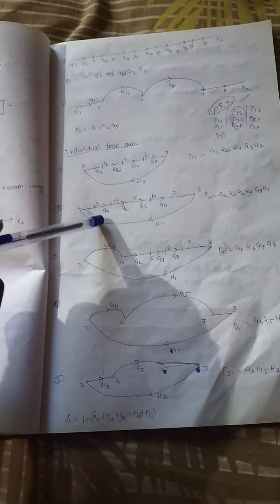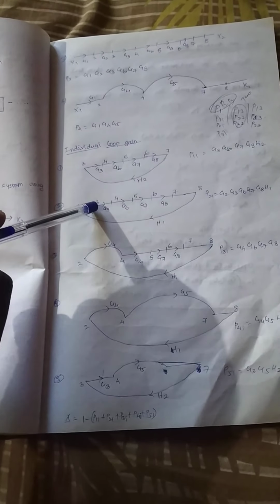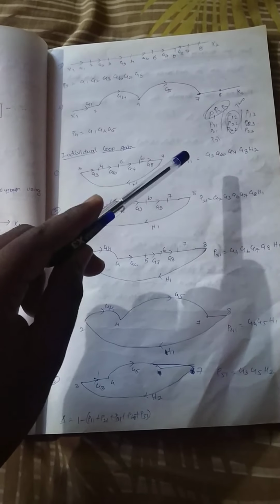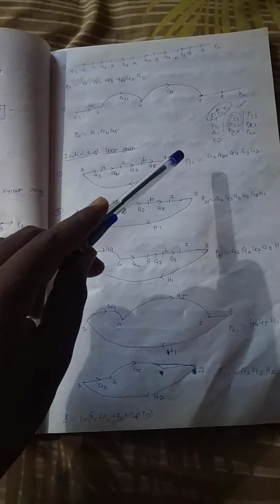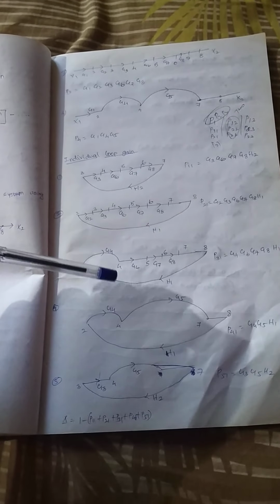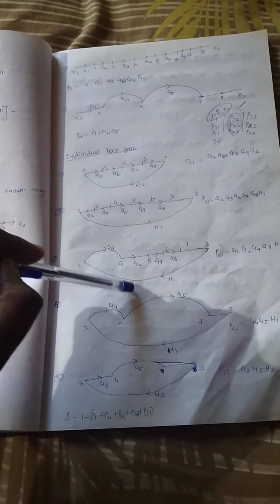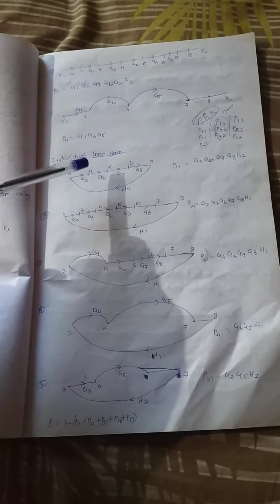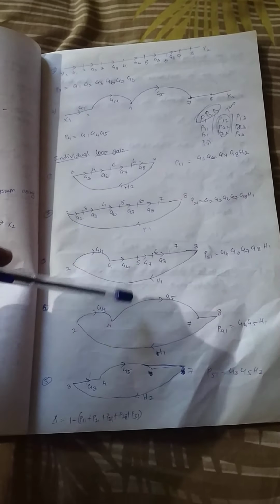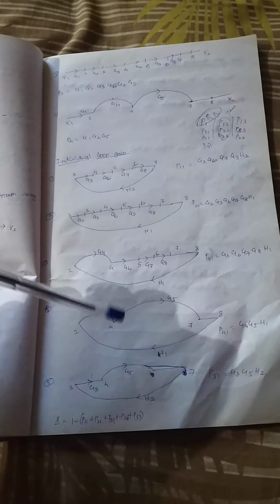Next we are going to find two non-touching loops. Two non-touching loops are represented as P12 22 23. Three non-touching loops are represented as P13 23 33, like this. Okay. Next we are going to find two non-touching loops. If any individual loops are non-touching, it is called two non-touching loops.